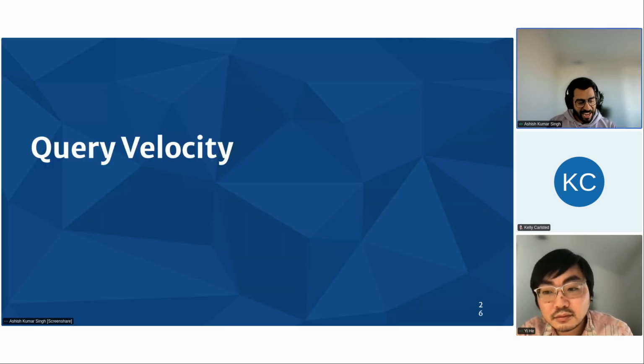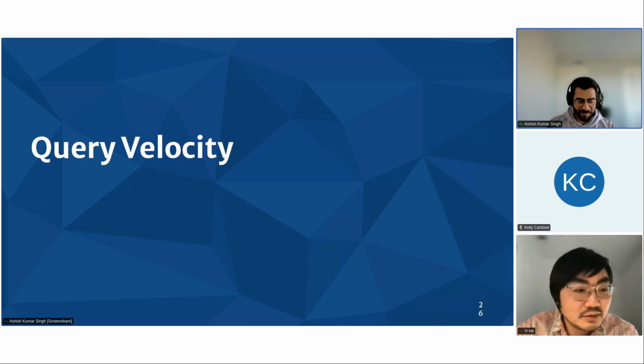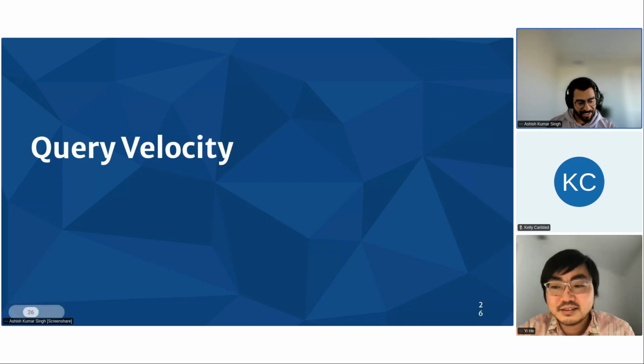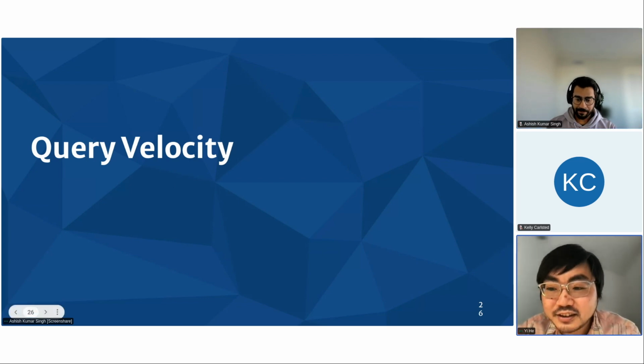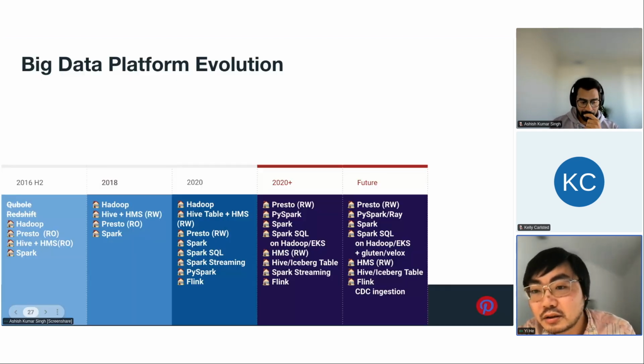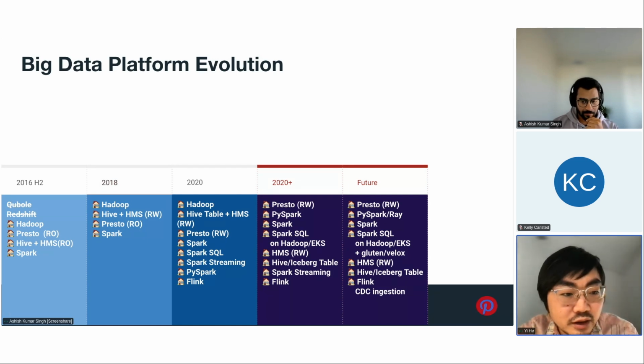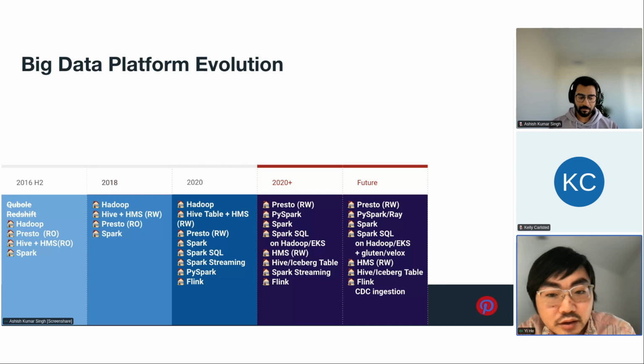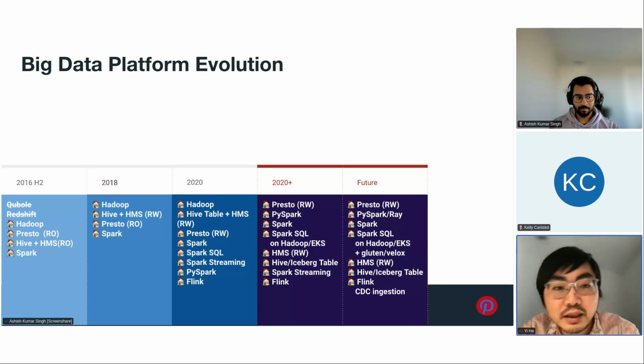All right, with that, I'll hand it over to E to talk about the velocity aspect of the computations. Thanks, Ashish. So I will continue to talk about the query velocity efforts at Pinterest and how Iceberg plays a role in it. So let me start by showing how our platform has looked over the years.